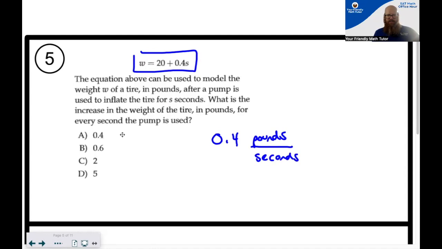All right. So that's 0.4 pounds for every second, which is exactly what they're asking. What's the increase in the weight for every second? All right. So I just want to go over that again. The answer may not always be the slope because they might have asked for the increase in weight for every, like, 2 seconds or something, and then we would have to adjust it. I just go over the units to make sure that it is in fact the slope that is the answer.